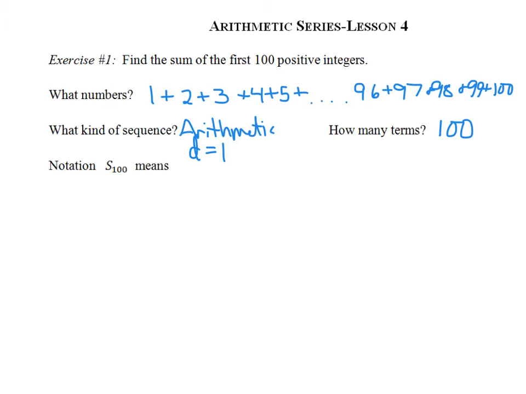So we're going to see a new notation today. S of 100, so S with a subscript of 100, means the sum of the first 100 terms of the sequence.